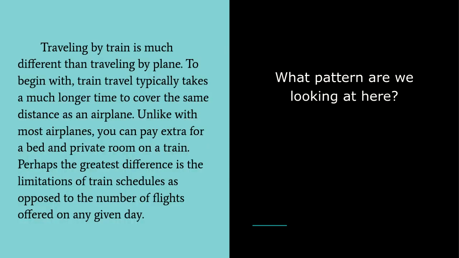Here's the next one. Traveling by train is much different than traveling by plane. To begin with, train travel typically takes a much longer time to cover the same distance as an airplane. Unlike with most airplanes, you can pay extra for a bed and private room on a train. Perhaps the greatest difference is the limitations of train schedules as opposed to the number of flights offered on any given day. All right, what words are we looking at?